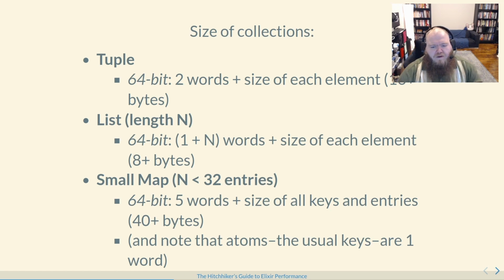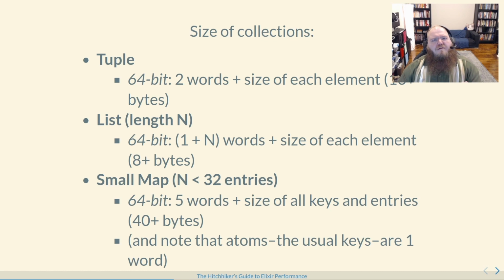Then we're going to say, okay, what if we put in a small map? A small map is any map with less than 32 entries. Any map larger than that uses what's called a HAMT, which is a different sort of data structure. If you look at the efficiency guide, you'll see there's a little bit of an involved formula in calculating that size. For our purposes, we're going to assume a small map because we have 2 entries, 3 if it's a struct. And that's going to be 5 words plus the size of all the keys and entries. So we're looking at least 40 bytes.